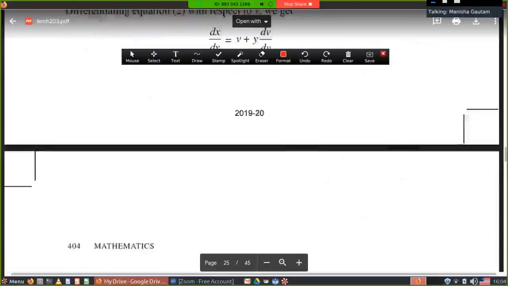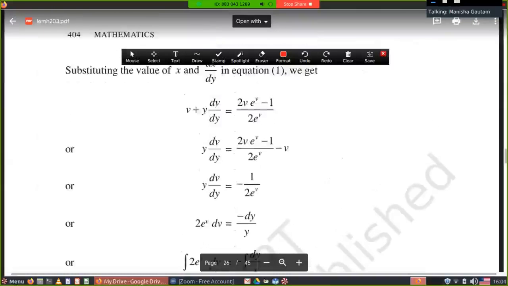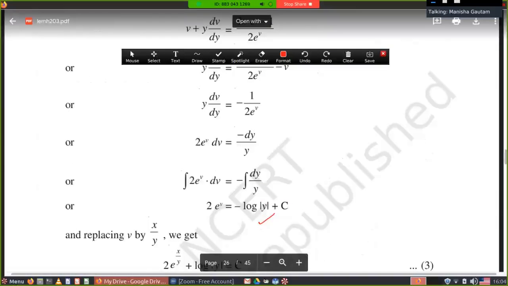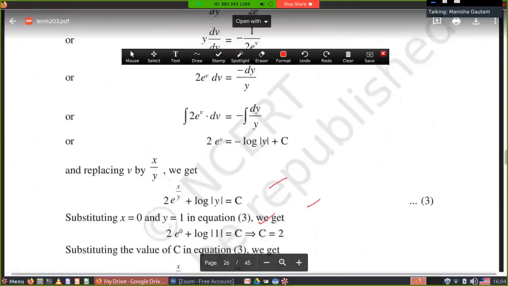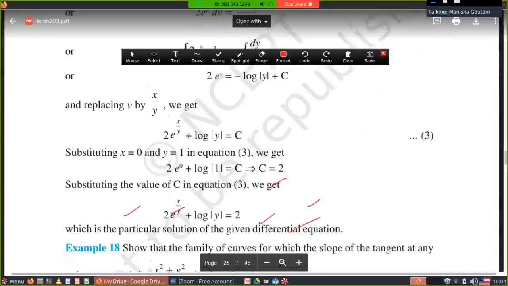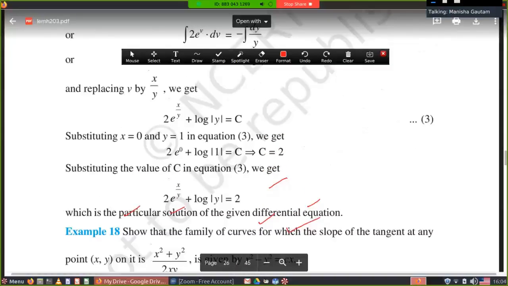The question becomes this one. After substitution and simplification, you get this, and the integration is a very easy part. You can integrate. Now for c, the values of x and y are given to you. Then you will get the value of c. Put that value of c and you will get the particular solution of the given differential equation.